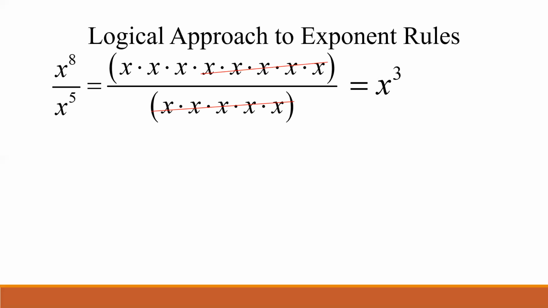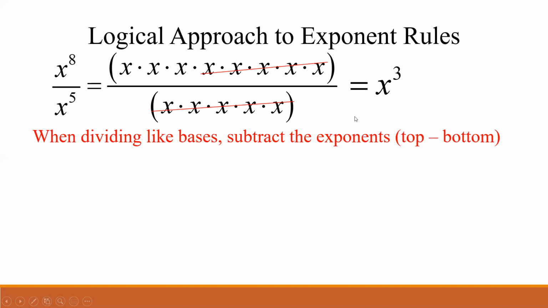So again, that tells us what to do. We see that 8 minus 5 is 3. So whenever we're dividing like bases, we're going to subtract the exponents. It is important to remember it's always going to be top minus bottom. And just as long as you keep that in mind, you'll never go wrong. So again, pause the video for just a couple seconds here, or try to do it in your head and see what you come up with on this one.